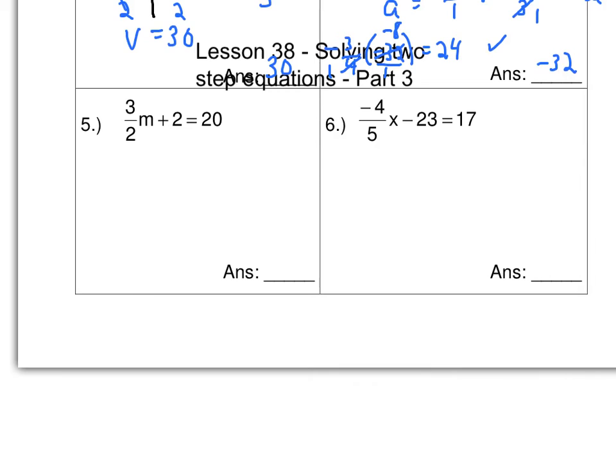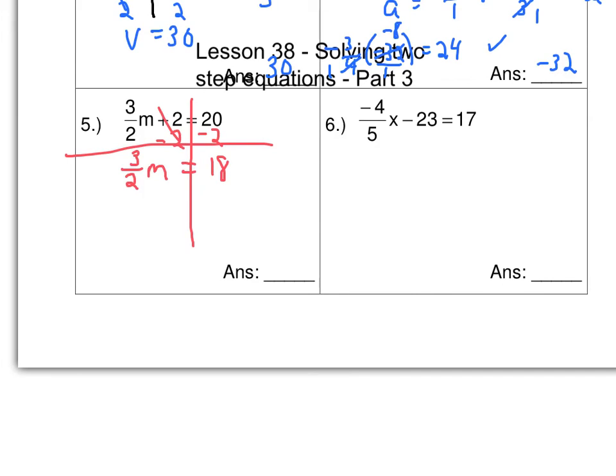All right, now we're going to put these fractions in 2-step equations. So here I have 3/2 m plus 2 equals 20. Draw your line to separate the left and the right side. Addition and subtraction go first, so you have to do subtracting 2 first, and then that cancels. Bring down 3/2 m. 3/2 times m equals 18.